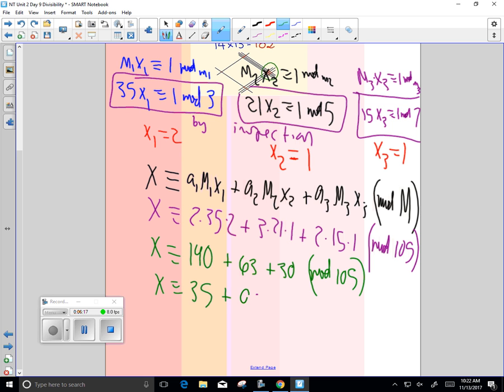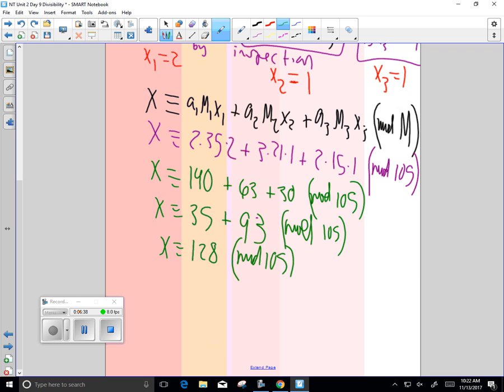140 is just going to be congruent to 35, right? And this is 93 mod 105. And so this is going to be congruent to 128 mod 105. And would you subtract 105 from that? What do you get? 23.